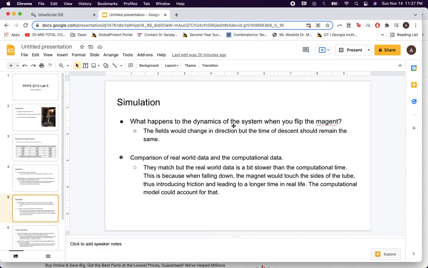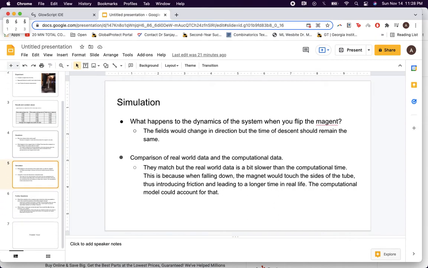There is a difference. This difference can be attributed to the friction experienced by the real magnet falling in the real experiment, in the form of the magnet turning sideways and therefore always touching the sides of the aluminum foil as it fell down. This I saw in my experiment. Now, this friction could account for the increased time. So, you could account for that in the simulation when you're building a better simulation next time.